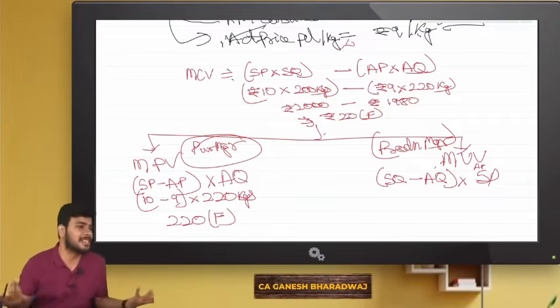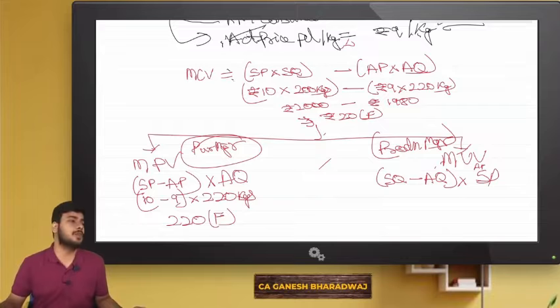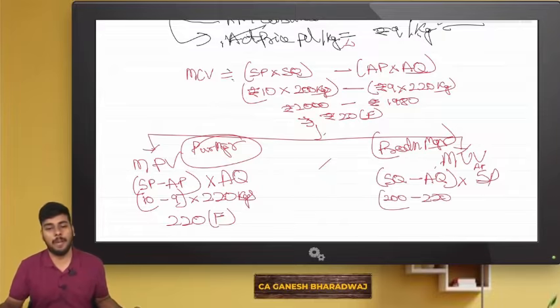Are you clear with this? This simple it is. And look at this. What is the standard quantity? You should have consumed how much? 200. You have actually consumed how much? 220. Overall multiplied by standard price.